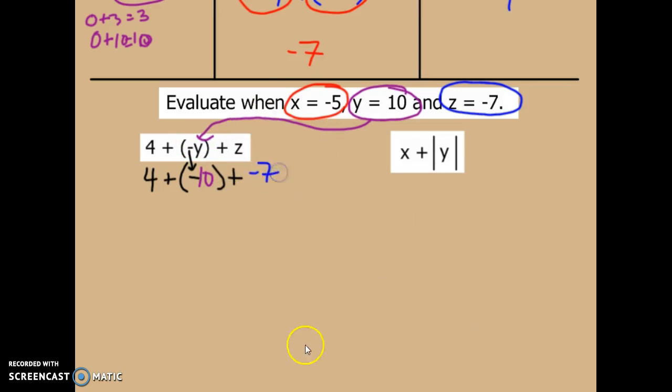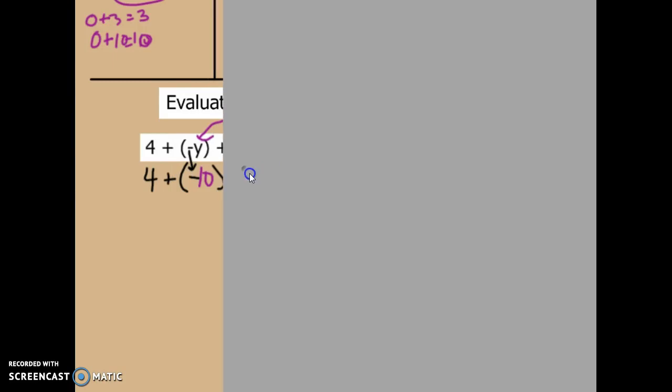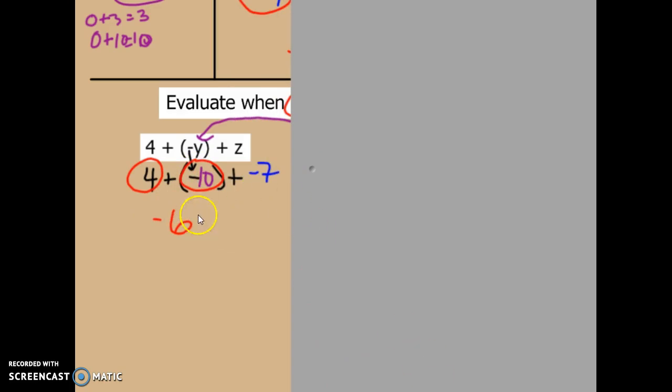And z is negative 7. So if we just go from left to right like we've been doing. Just the first two numbers, positive 4 and negative 10. Different signs, subtract. 10 minus 4 is going to give us 6. And there are more negatives, so it's a negative 6. Then it says plus negative 7.